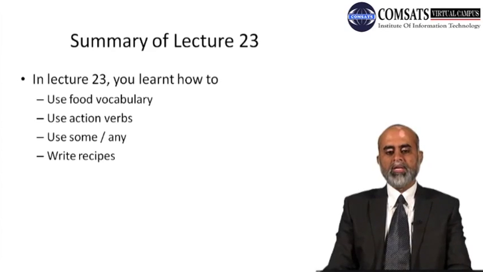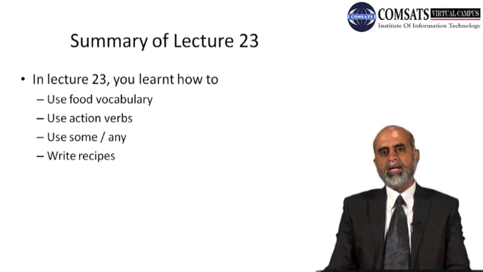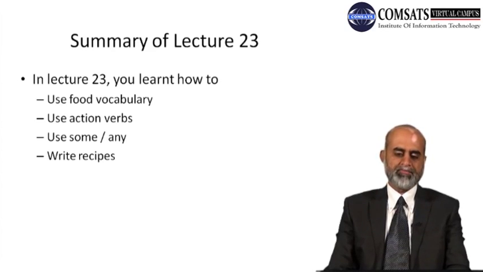In lecture number 23, you learned how to use food vocabulary. And food vocabulary includes all sorts of vegetables, fruits, spices in particular, ingredients. It could be any ingredients actually, but it could also include meat or dairy products, etc., etc. Food vocabulary also involves cooking verbs. It also involves kitchen utensils that we use, the electronic gadgets.